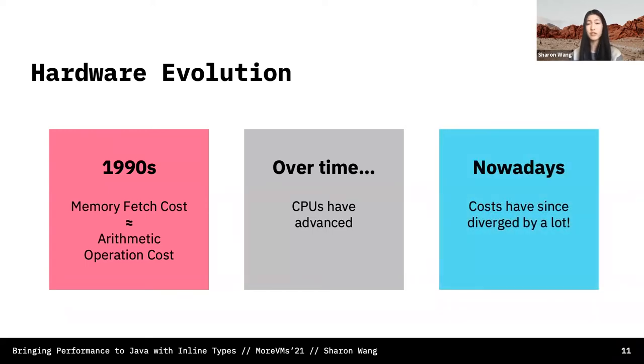Compute power continues to improve over time. However, memory latency is still an ongoing problem. Although there have been improvements and there are always ways to reduce memory accesses, such as leveraging caches, memory latency is still an area where more can be done.